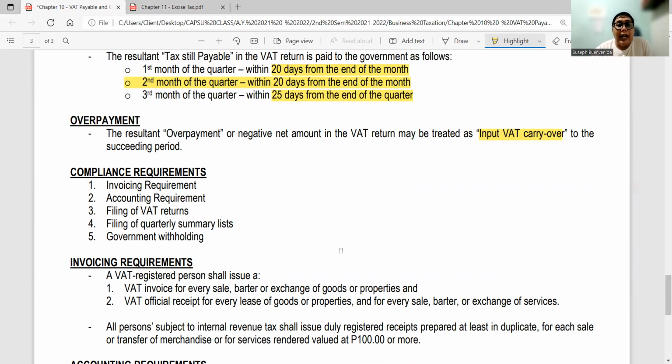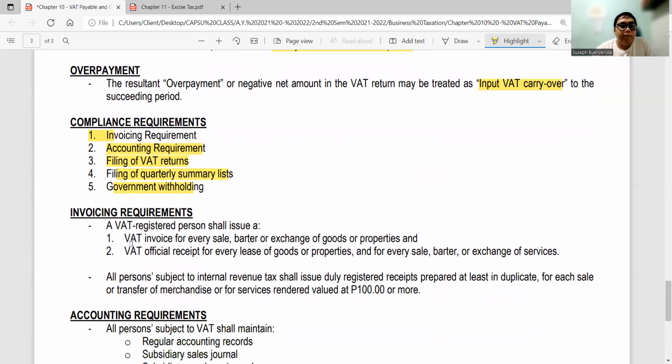Compliance requirements. How can we properly account for our VAT returns? Number 1, there must be a receipt. Accounting requirements: filing of VAT, filing of the quarterly summary list, government withholding. Okay? We will take them one by one. On invoicing requirements, a VAT registered person shall issue, of course, an invoice or receipt. Invoice for goods, official receipt for services. All persons subject to internal revenue tax shall issue a duly registered receipt prepared at least in duplicate for each sale or transfer of merchandise or for services rendered at 100 pesos or more. What does it mean? We need to issue a receipt if the value is 100 pesos or more.